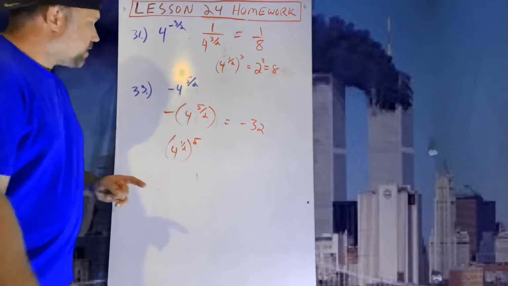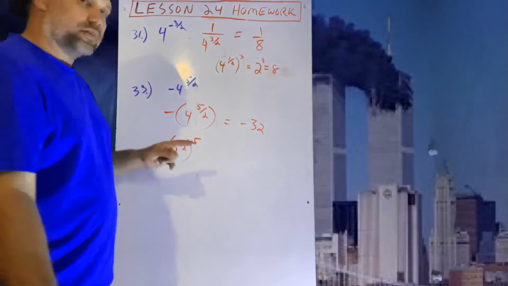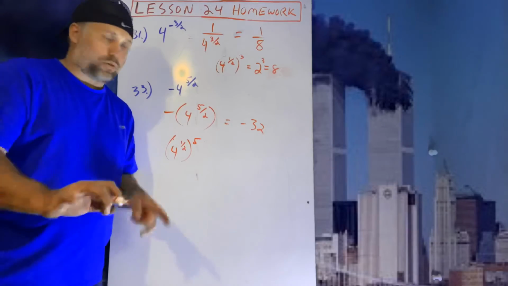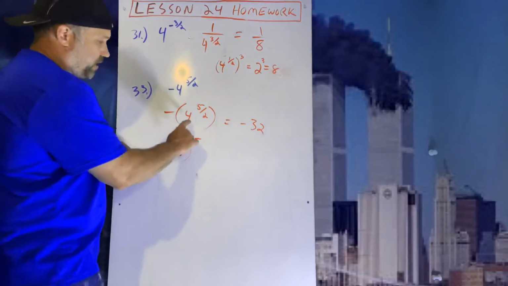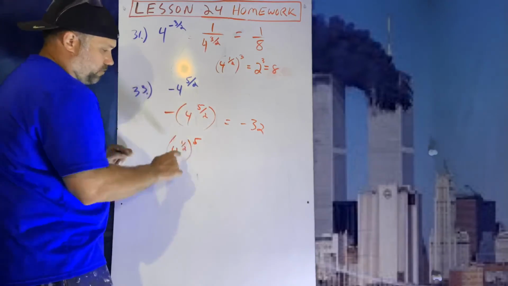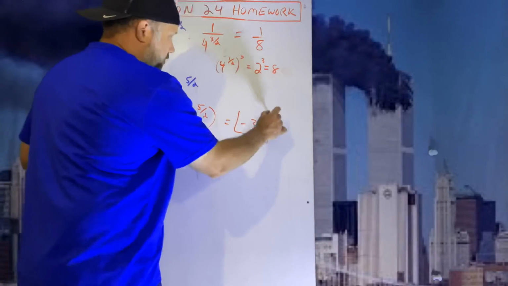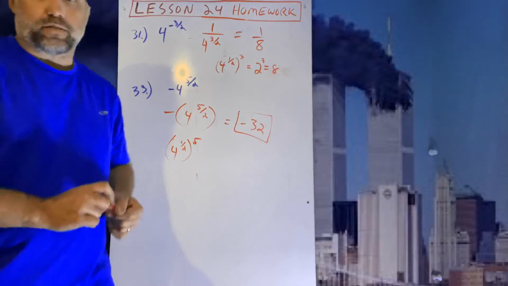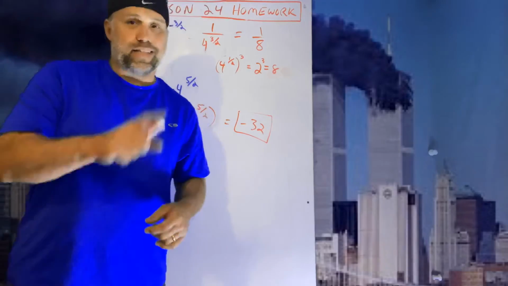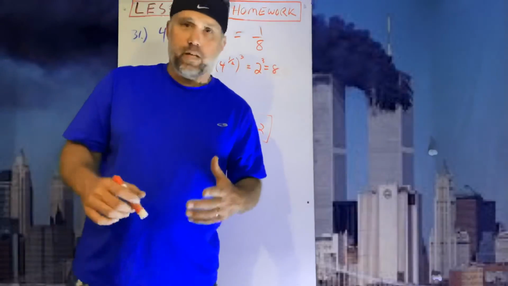Had this been in parentheses, things would have been different, but it's not. So we have to take care of the exponent first and attach the negative when we're done. So negative 32 is our final answer. If you have questions about any of the others, email me, let me know.